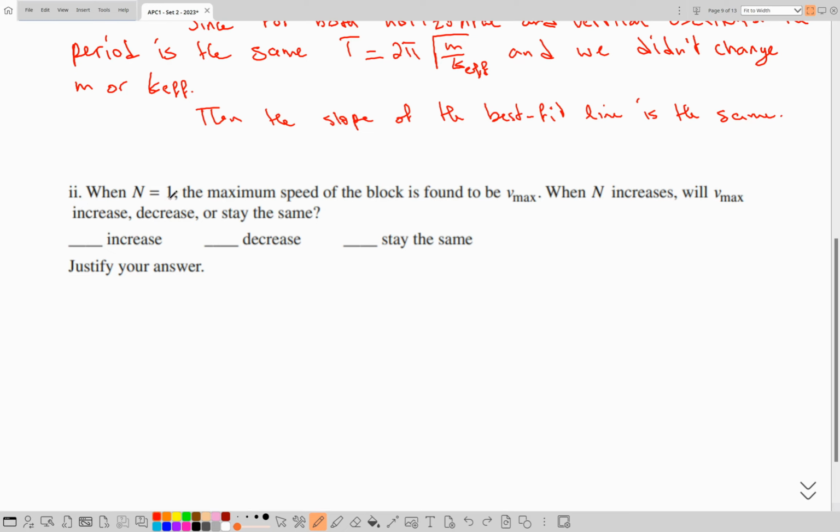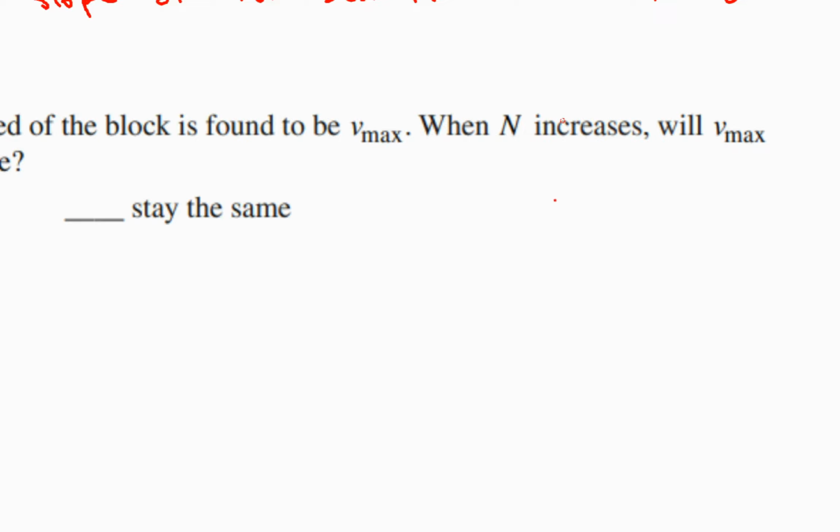Now, in idea number 2, when we fix the number of n to be 1, the maximum speed of the block is found to be Vmax. Now we're going to vary n. Will Vmax increase, decrease, or stay the same? So we need to check how Vmax depends on n. Remember that Vmax is given by the amplitude multiplied by the angular frequency.